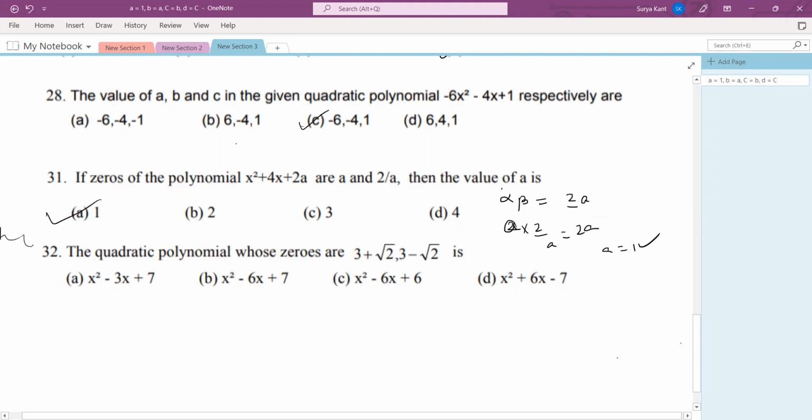Sir, but for alpha beta, why will you take 2a? It is C by a, C by a. C is 2a only, no. Okay, understood. If you do it by alpha plus beta, then also you come with some. If you do it, a is equal to what? 1. Next question, the 32nd one.